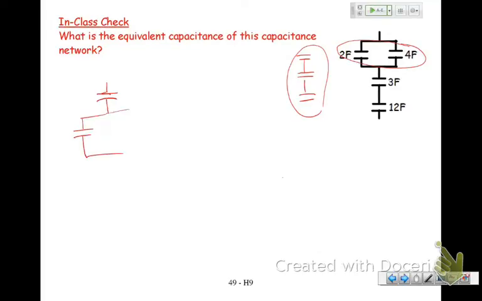Let's actually play with this a little bit. So how would you solve this one? Let's say this is C1, C2, C3, C4. I'm not worried about the values, but where would you begin? You'd add C3 and C4 together because they're unambiguously in series with each other, so that would take you down to this.